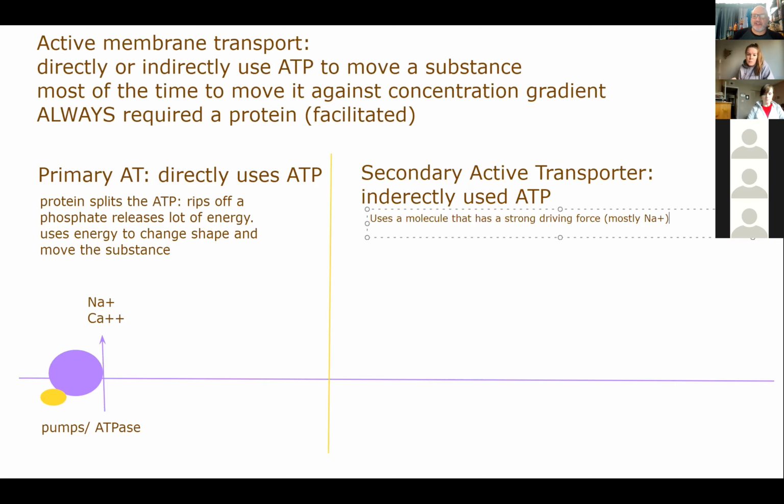So what we do is let that sodium into the cell, and then the energy from the sodium is used to move another substance. That's why these secondary active transporters are also referred to as co-transporters.